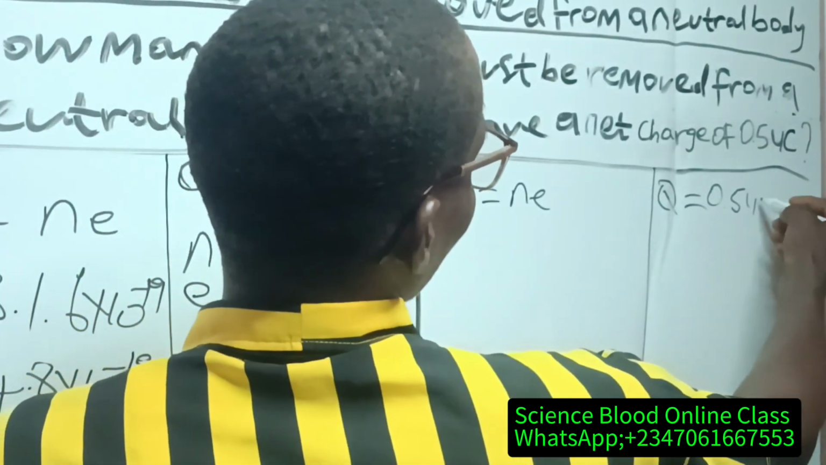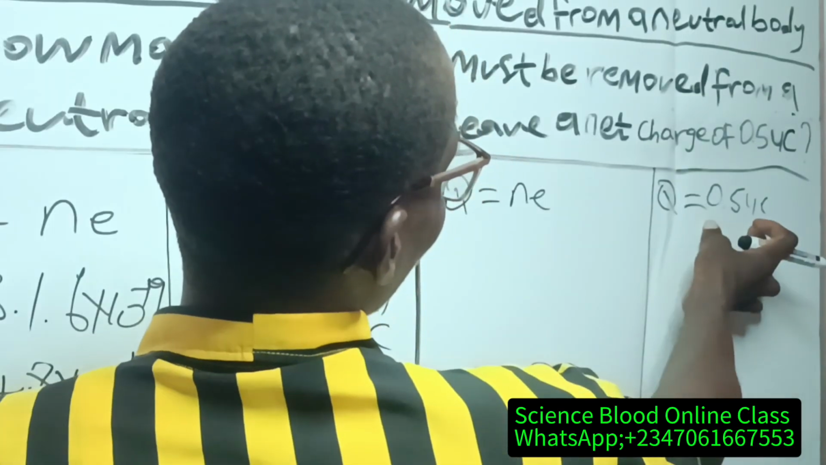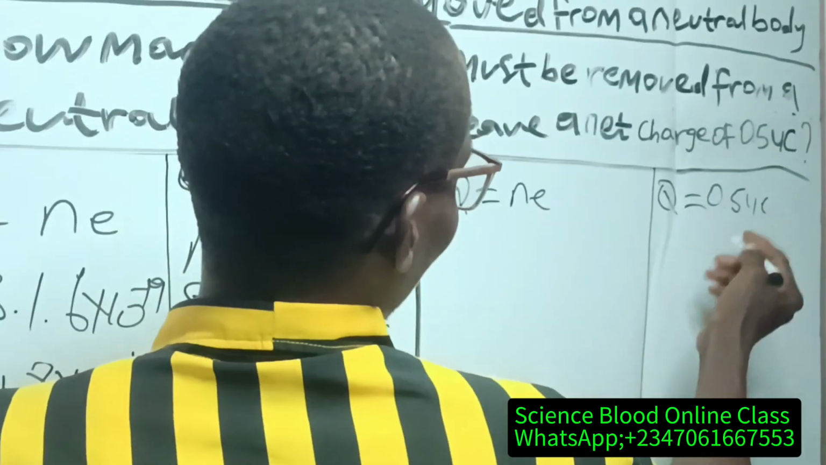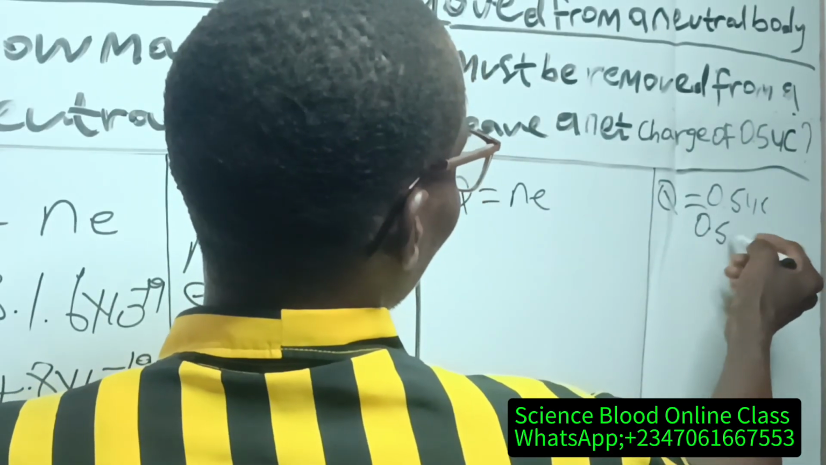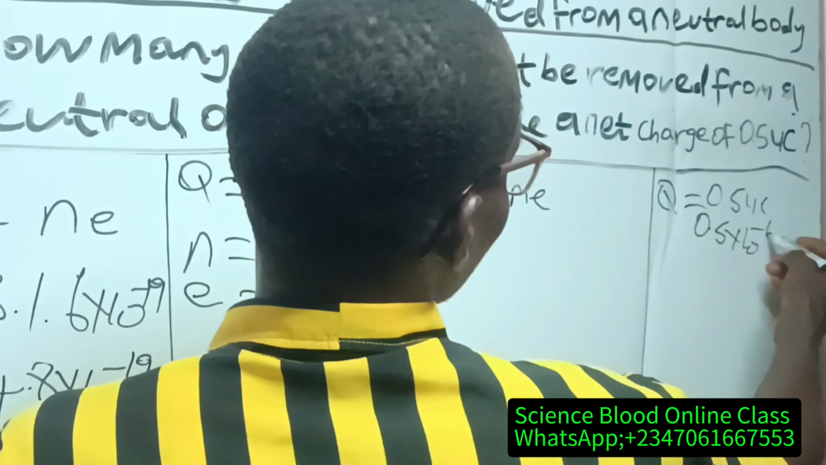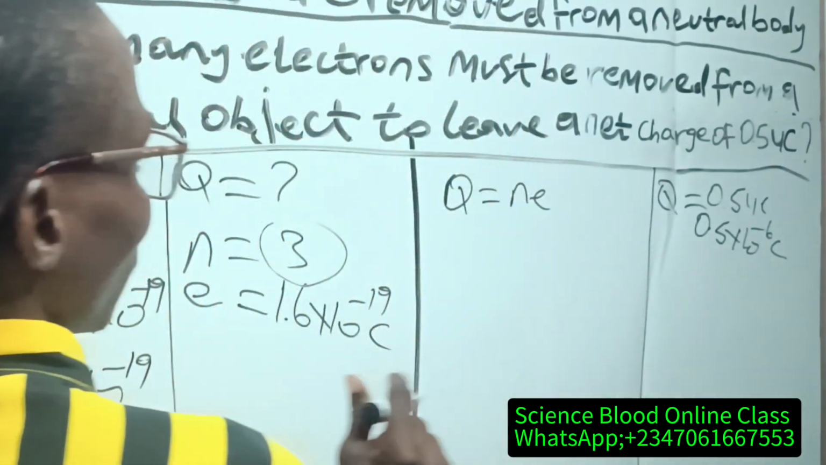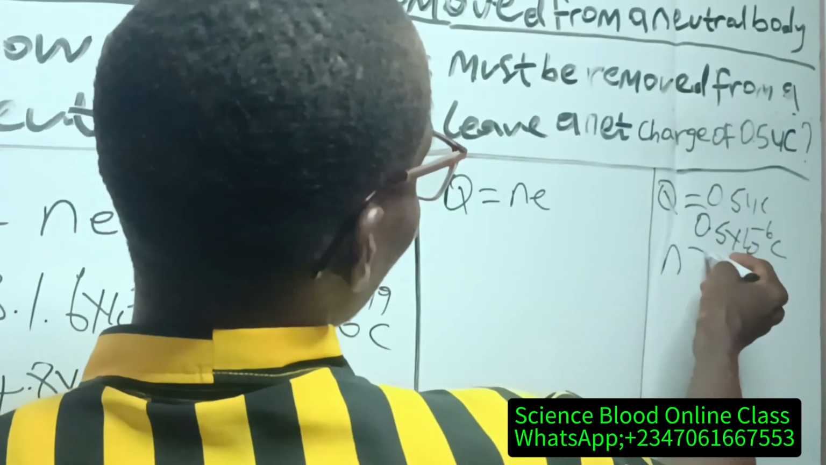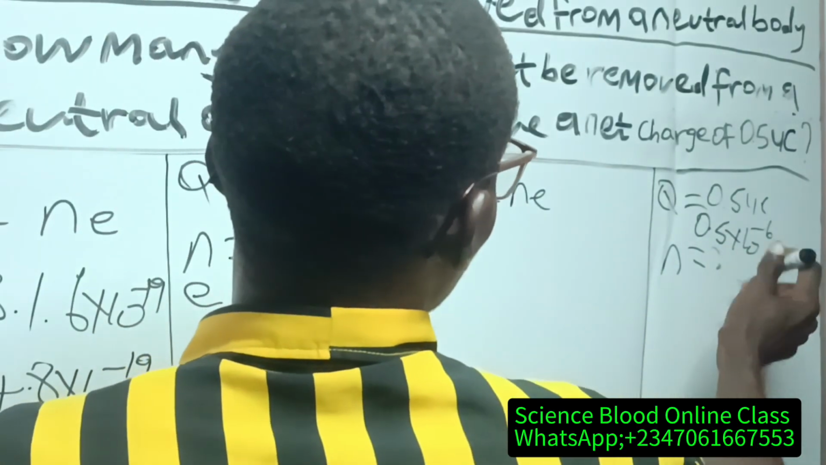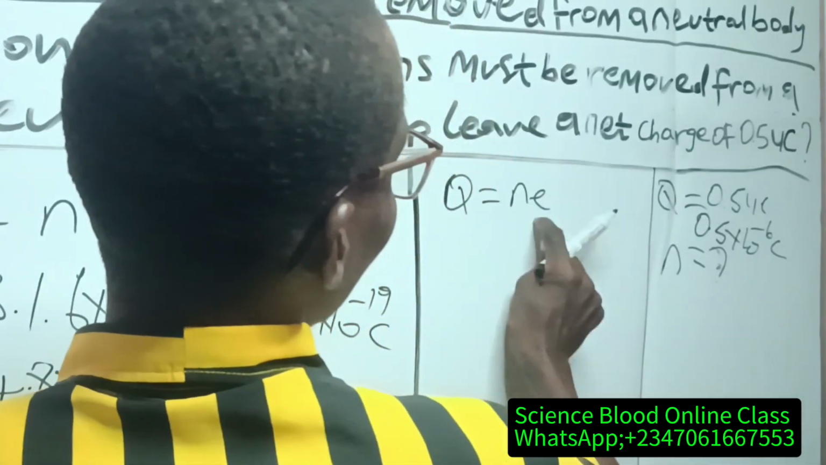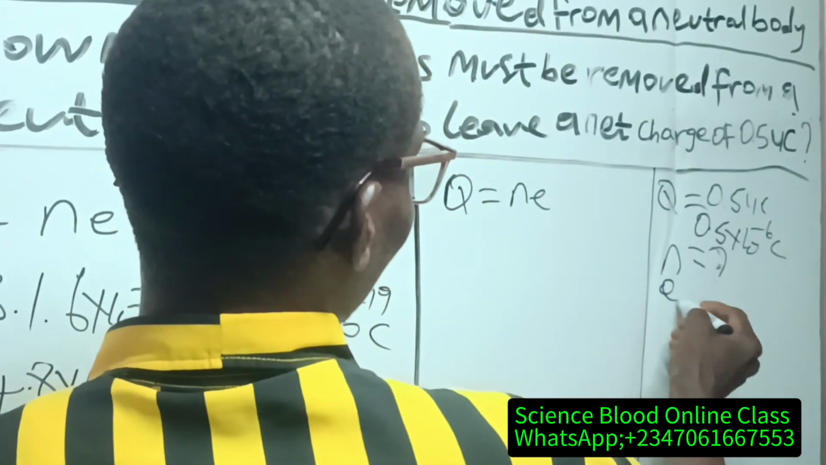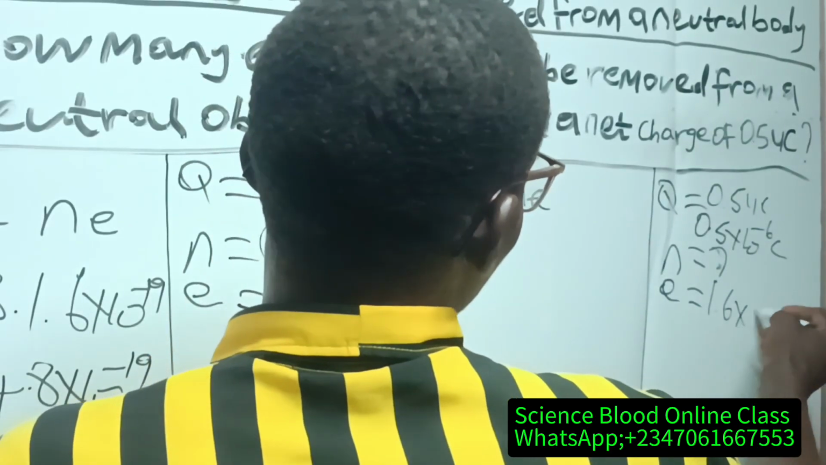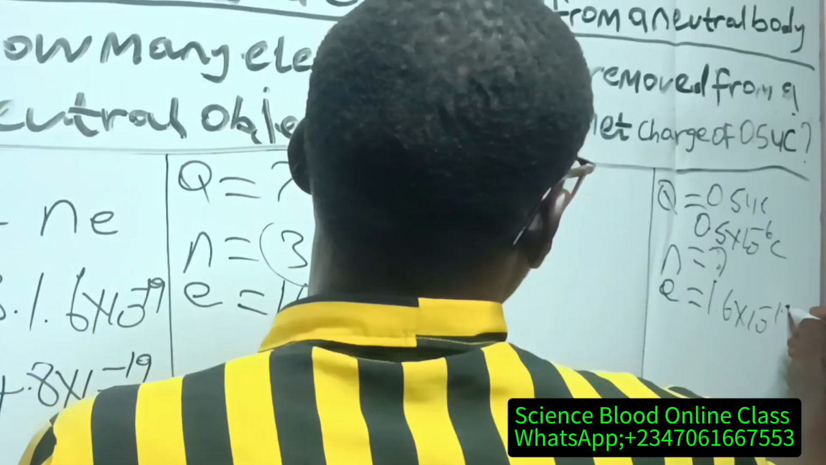Q is given as 0.5 microcoulombs. Remember this can be converted, because you cannot solve with this. You are going to convert directly to coulombs by multiplying by 0.5 times 10 raised to power minus 6 coulombs. Take note of this. Again, n is what we are looking for. Then e, the charge of electron and proton, is always 1.6 times 10 raised to power minus 19.